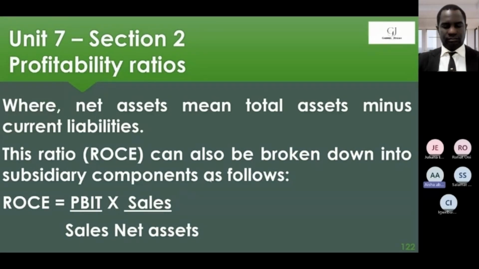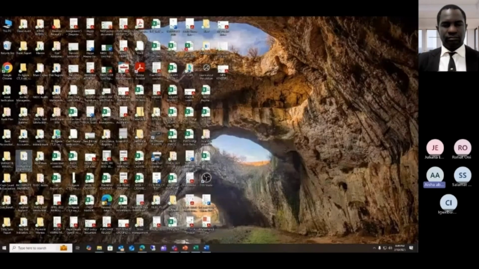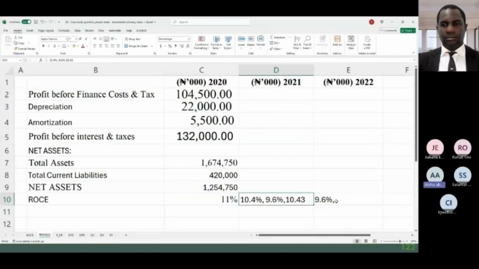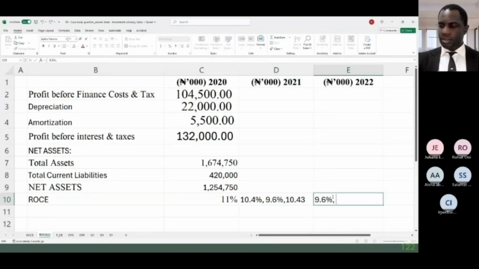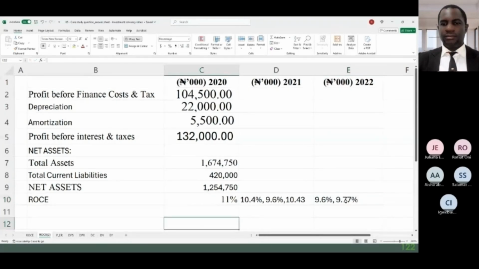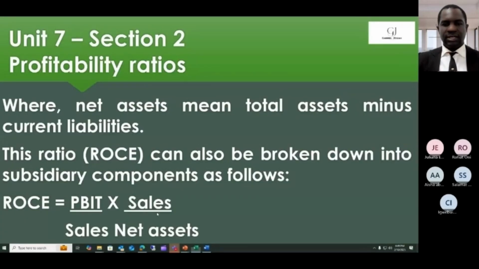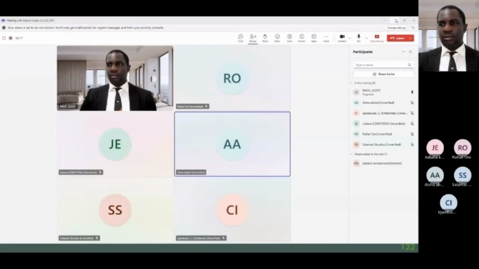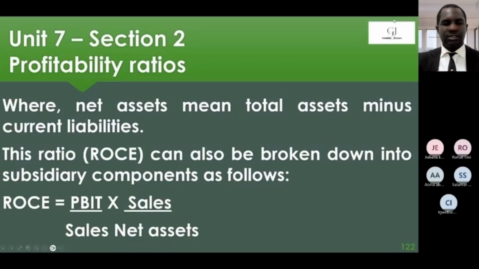For return on capital employed for 2022, I got 9.77%. Okay, fantastic. Thank you for that. That's Aisha, right? Yes, sir. Okay, thank you. I need to catch your voice. Okay, so Rufi and Salmat, we are waiting for you.